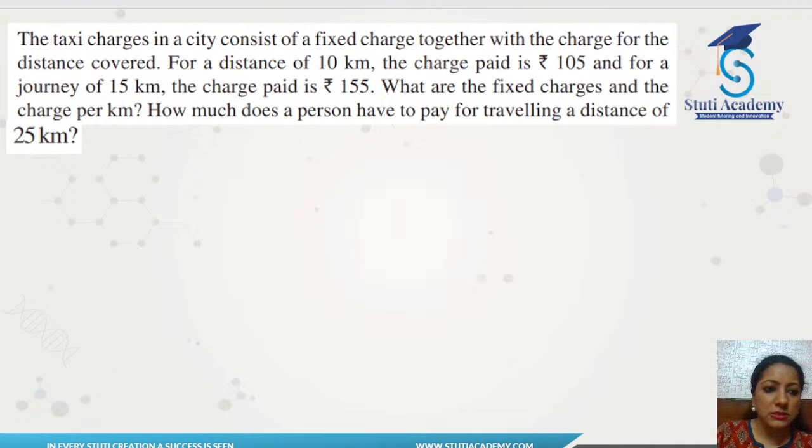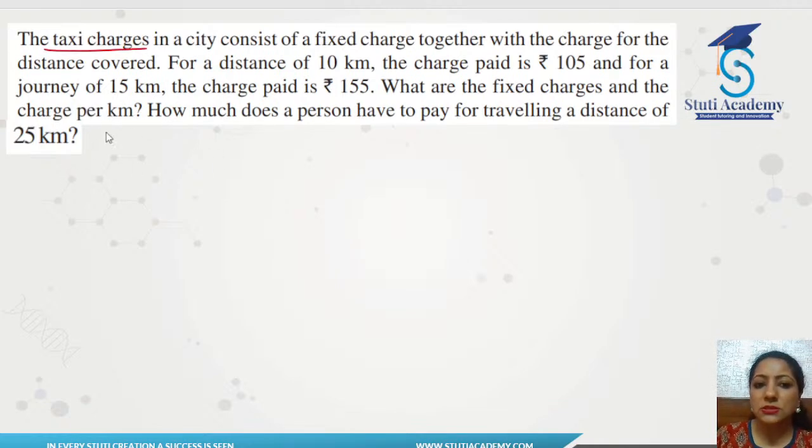Now, we've already discussed this one. Okay. Now, this is the taxi charges question. You will get such questions in different forms in the reference books also. The taxi charges in a city consist of fixed charge together with the charge for distance covered. For a distance of 10 km, the charge paid is 105 rupees. And for a journey of 15 km, the charge paid is 155 rupees. What are the fixed charges and the charge per kilometer? How much does a person have to pay for traveling a distance of 25 km?